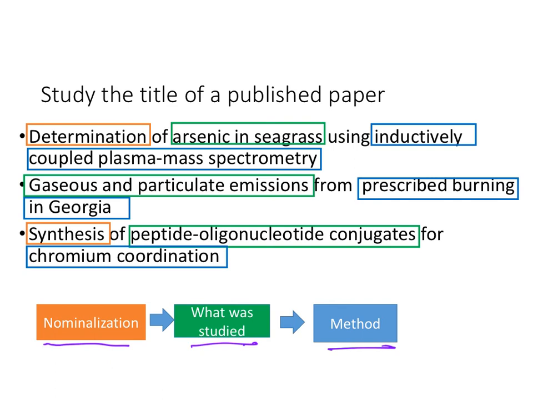And then the last title I've included here goes back to our three-move structure. We have Synthesis of Peptide Oligonucleotide Conjugates for Chromium Coordination. So we go nominalization, what was studied, and then what it can be applied to. That basically summarizes those three remaining parts of the paper.